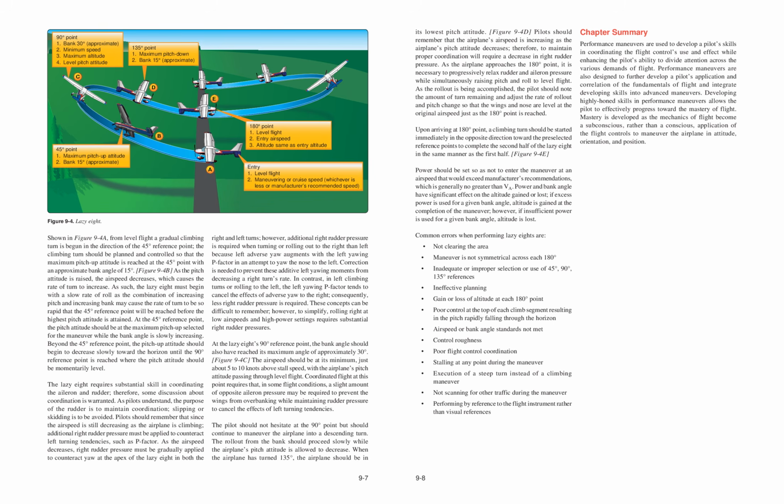Common errors when performing Lazy 8s are: not clearing the area. Maneuver is not symmetrical across each 180 degrees. Inadequate or improper selection or use of 45 degrees, 90 degrees, 135 degrees references. Ineffective planning. Gain or loss of altitude at each 180 degrees point. Poor control at the top of each climb segment resulting in the pitch rapidly falling through the horizon. Airspeed or bank angle standards not met. Control roughness. Poor flight control coordination. Stalling at any point during the maneuver.